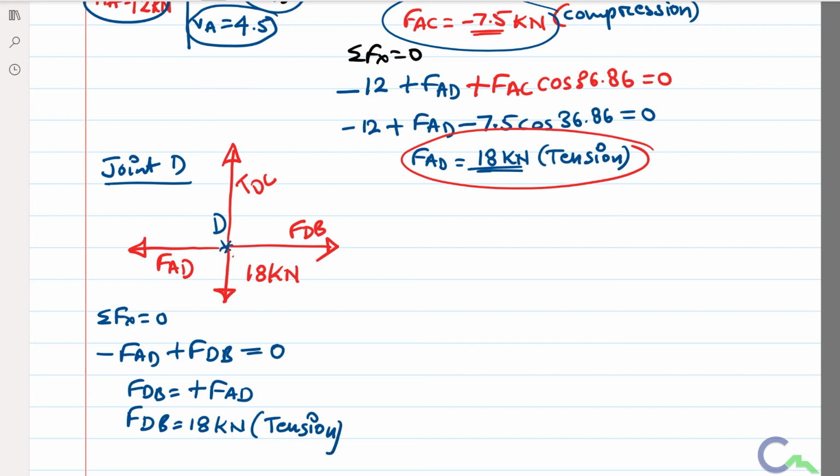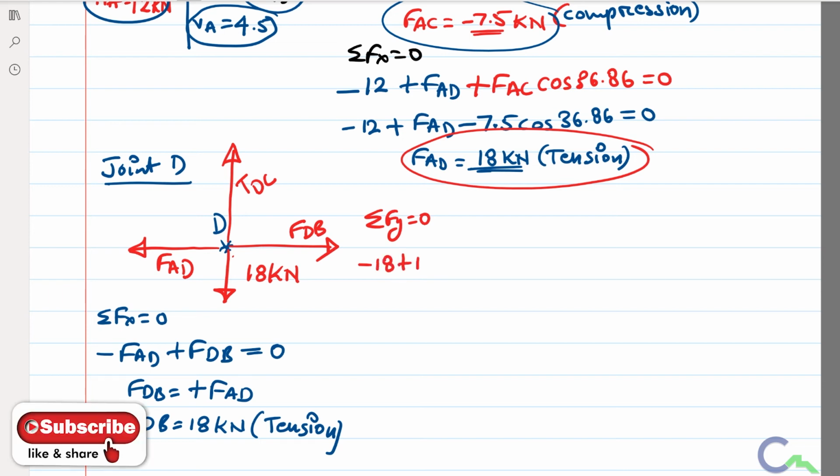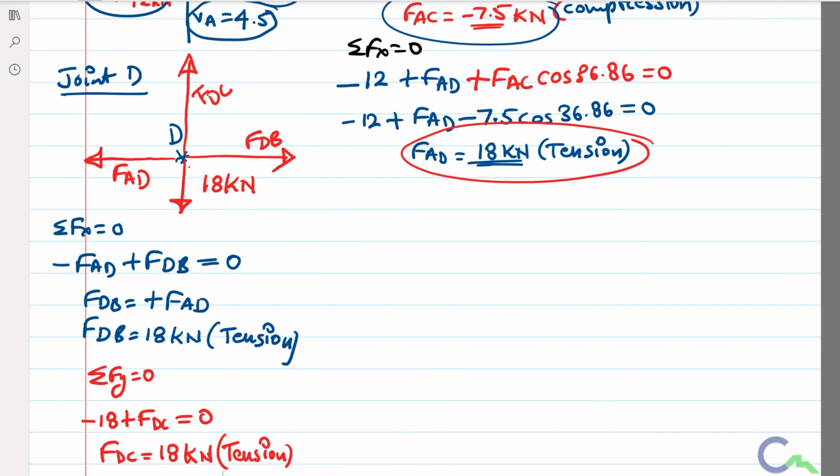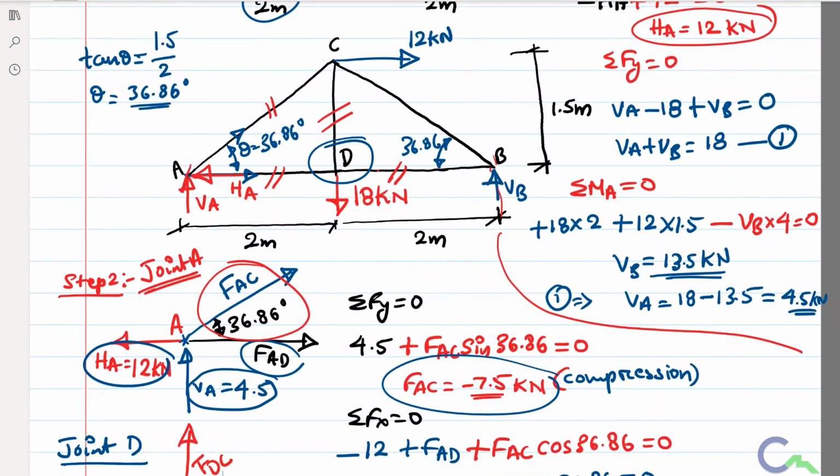Assumption is correct. Next I am going to apply the second equilibrium condition, that is summation of vertical forces is equal to 0. Therefore minus 18 plus FDC is equal to 0. So 18 is acting downward, DC is acting upward. Therefore FDC is equal to plus 18 kilonewton. So I got a positive answer, therefore the member is in tension. So I completed almost all the members.